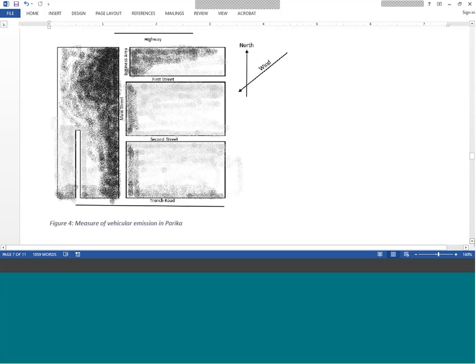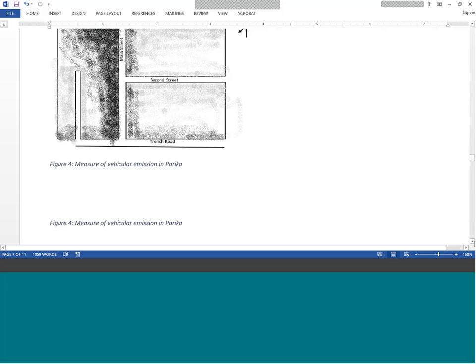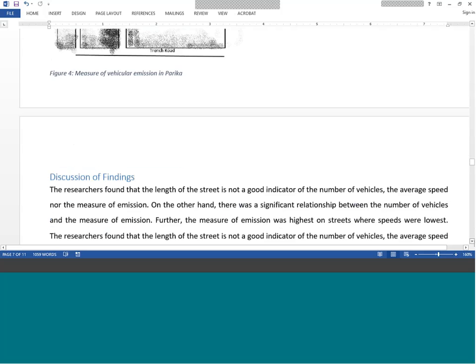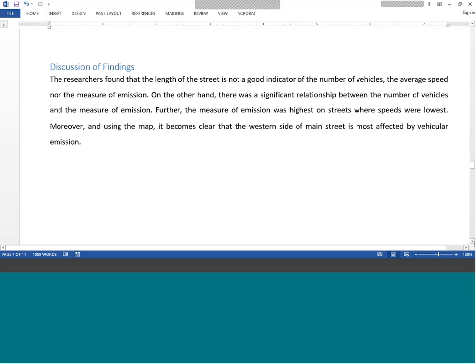All right, so this would be the data presented and some analysis was done there. The discussion of findings, and again we see that the discussion of findings is very brief. Everything has to be as brief as possible because we're dealing with 1,000 words in it.